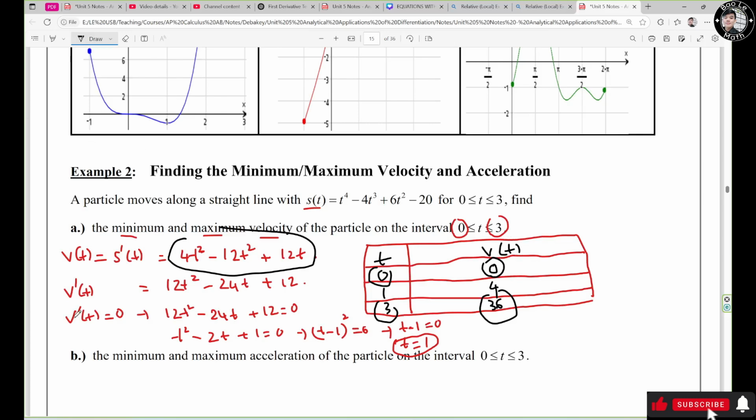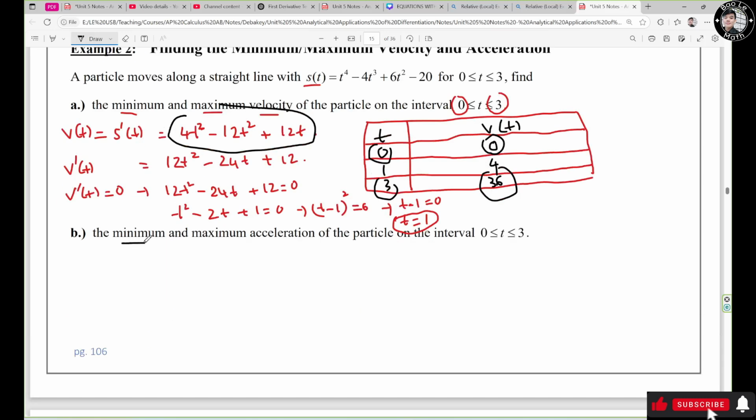Exactly the same thing. Now, question B: the minimum and maximum acceleration of the particle. The first derivative of velocity is the acceleration function, so I copy this one down over here. Now, in order to find the minimum and maximum, I need to take the derivative of this one. So I have a prime of t equals 24t minus 24. I need to find the critical number.